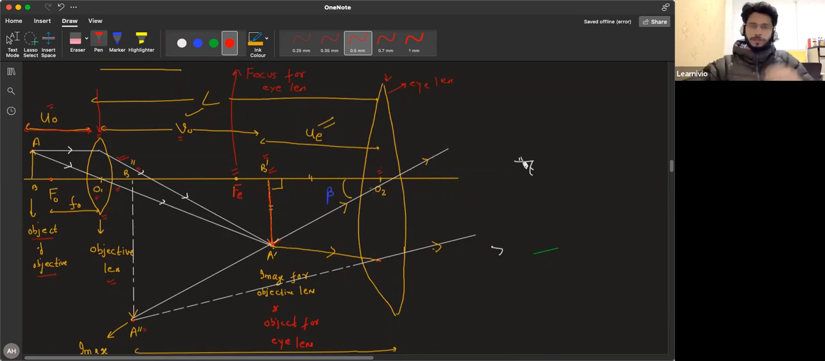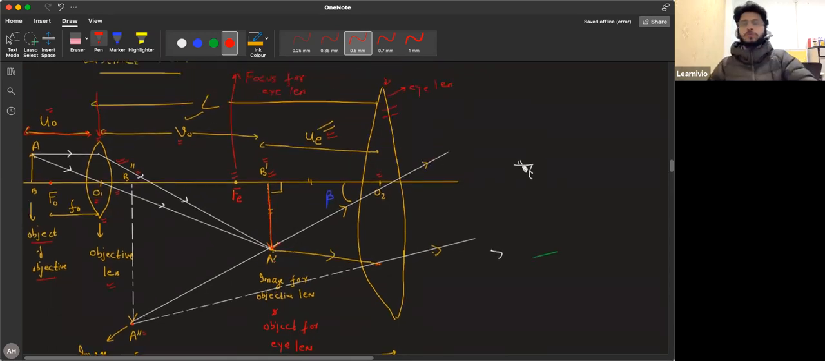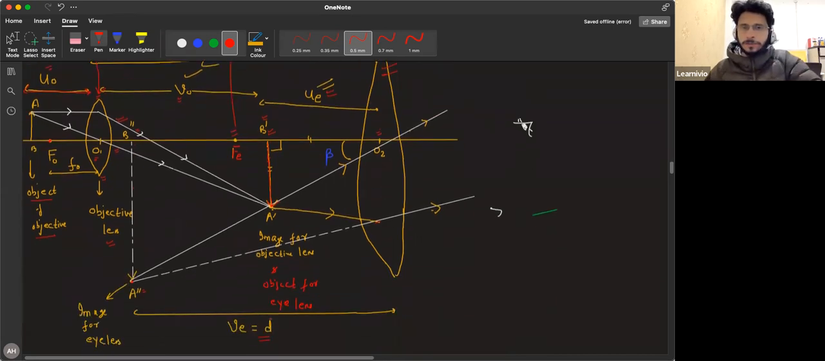So let's discuss the object and image of the eye lens again. This larger lens is the eye lens. A prime, B prime is the object for the eye lens, which is at a distance UE. A double prime, B double prime is the image for the eye lens, which is at a distance D. This is the distance of closest approach, the least distance of distinct vision. So this is the case we are discussing: the final image is at the least distance of distinct vision, meaning your final image is at a distance D from your eye lens.